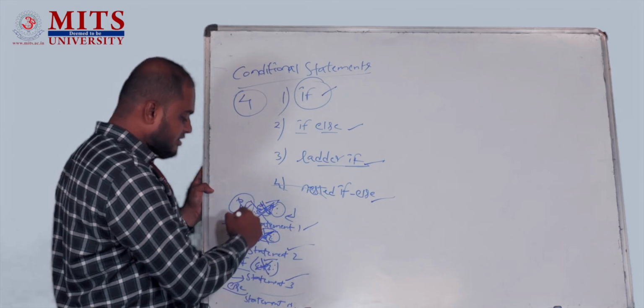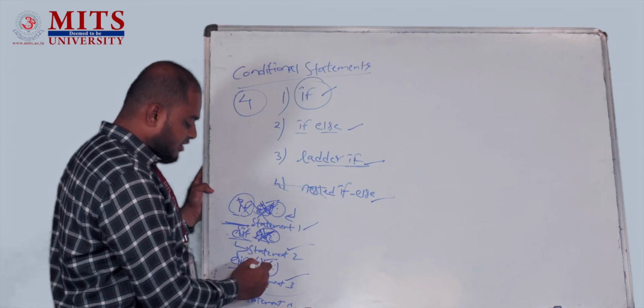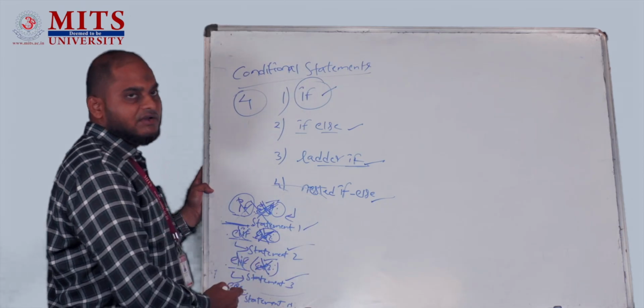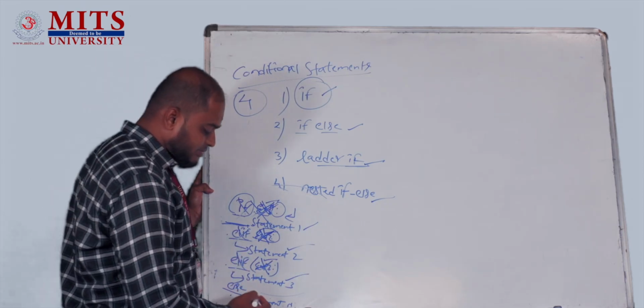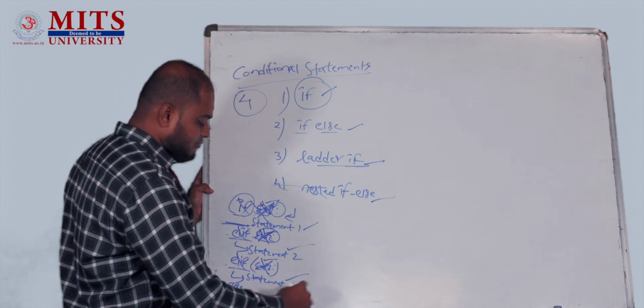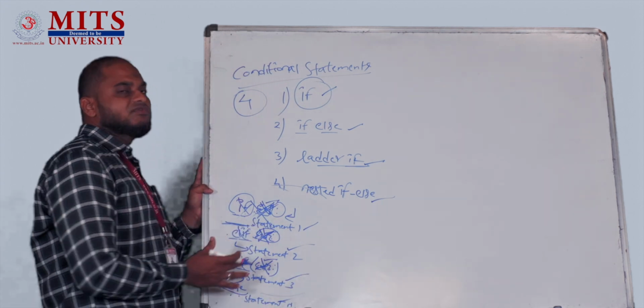So if the if is false, the elif is false, the elif is false, then automatically what will happen? At the last we have else. So whatever statements are present beneath this else, those statements will be executed. So it is like a form of structure in the ladder.